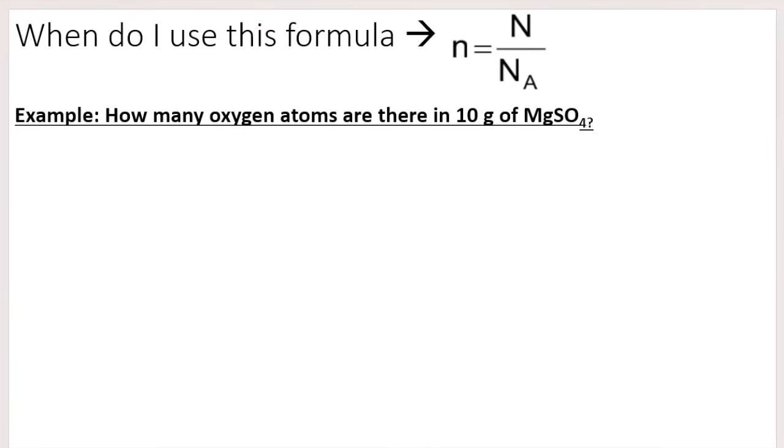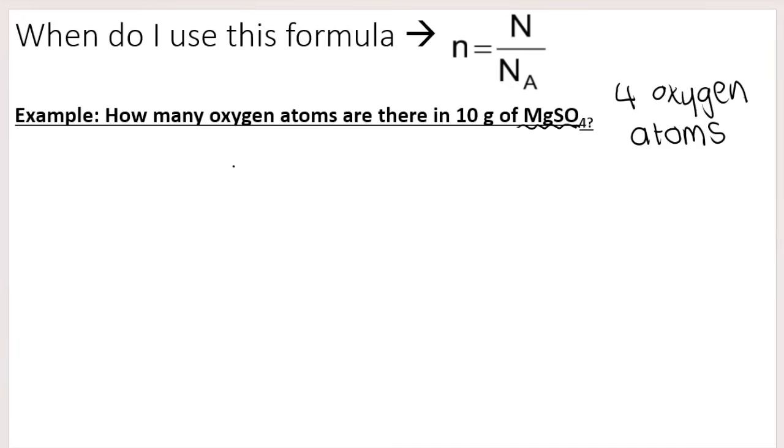Now, this is a little bit of a longer example. They say, how many oxygen atoms are there in 10 grams of MgSO4, magnesium sulfate? You can't just look at magnesium sulfate and say, oh, there's 4 oxygen atoms. Yes, that is true. There are 4 oxygen atoms in one molecule, but we don't know how many molecules or how many of these particles we have in 10 grams.